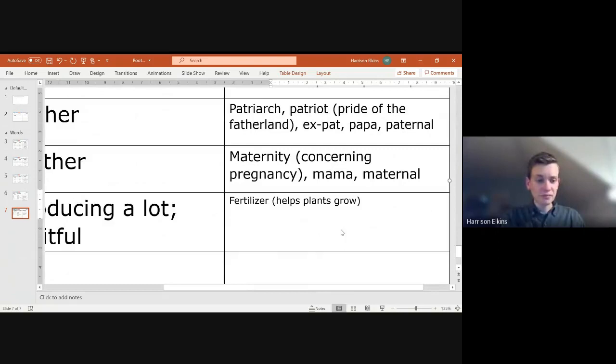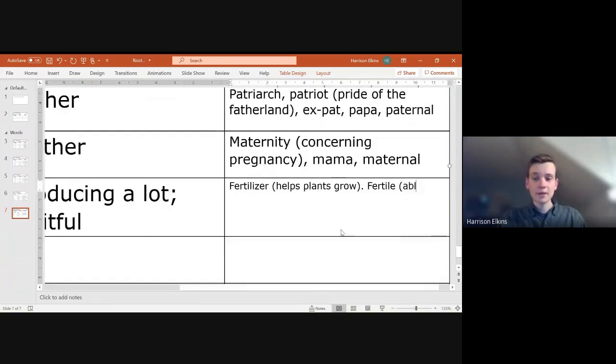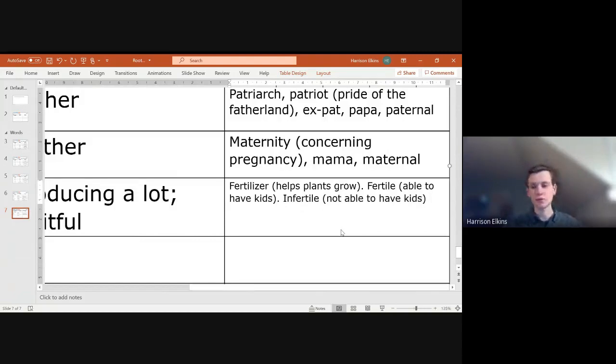Fertile. Fertile is able to have kids. If a couple is infertile, for instance, that means that they are not able to have kids. A couple who's infertile might try to have kids, but for one reason or another, they're just not able to have them. So it would be infertile. One of the words that we're going to go over a lot is fertilization.